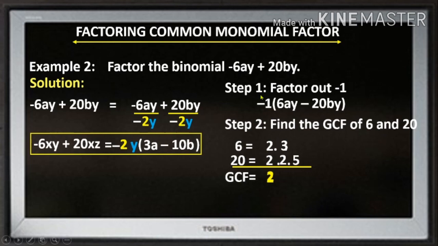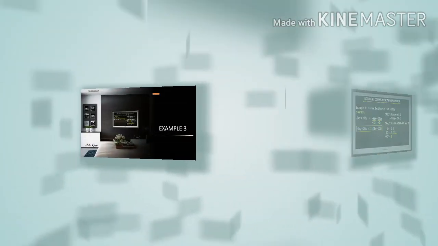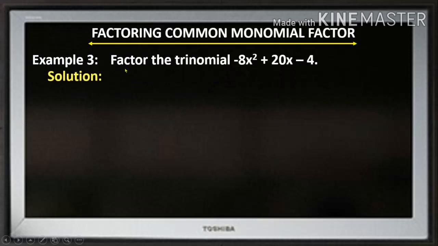Okay, so negative 6ay plus 20by is factored completely by this expression, negative 2y multiplied by 3a minus 10b. Okay, so that's it for our example number 2. Let's look at here. Okay, so the number 3 problem is to factor the trinomial negative 8x squared plus 20x minus 4.